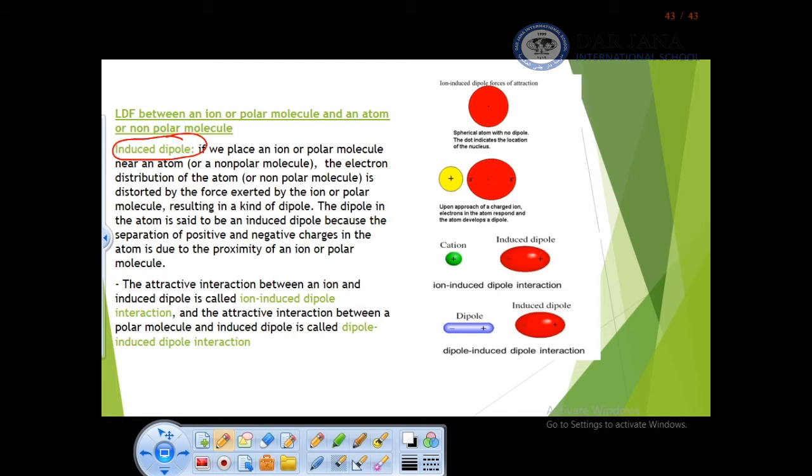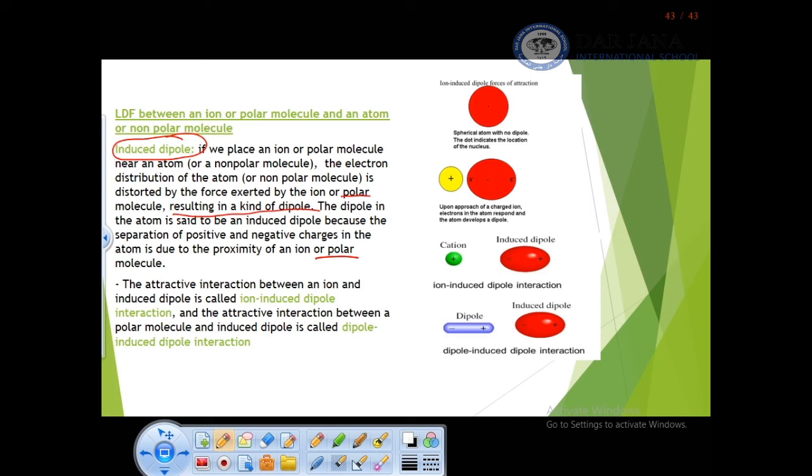of the atom or non-polar molecule is distorted by the force exerted by the ion or polar molecule, resulting in a kind of dipole. So the dipole in that atom is said to be an induced dipole because the separation of positive and negative charge in the atom is due to the proximity of an ion or polar molecule. The attractive interaction between an ion and induced dipole is called ion-induced dipole interaction.